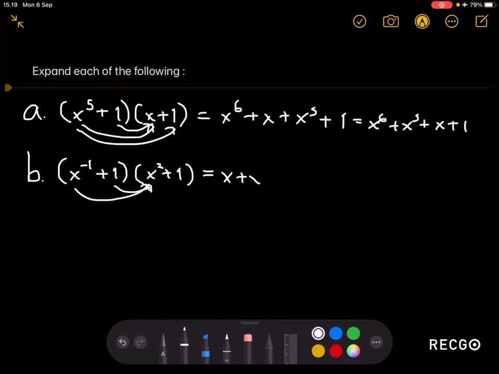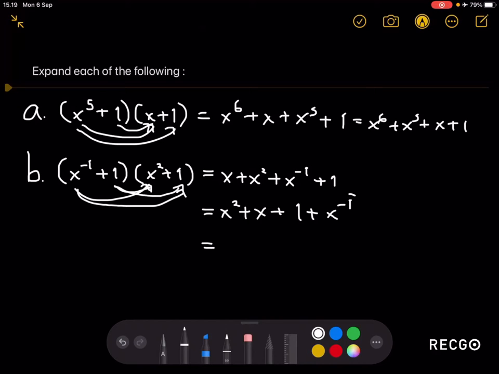and then distribute the first two terms with the second term in the second group. So we have x to the negative 1 plus 1, that will be just x to the negative 1, and then 1 plus 1, that will be just 1. Rearranging in decreasing powers, we have x squared plus x plus 1 plus x to the negative 1. Or if you would prefer, you can just change this into a positive exponent. So we have x squared plus x plus 1 plus 1 over x, which ends this video.